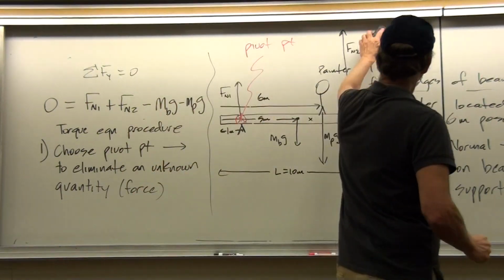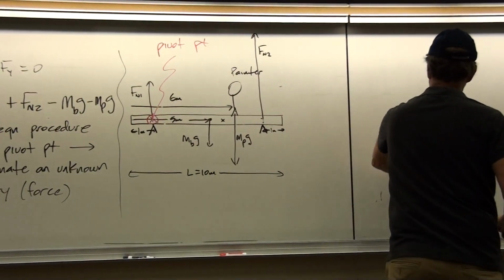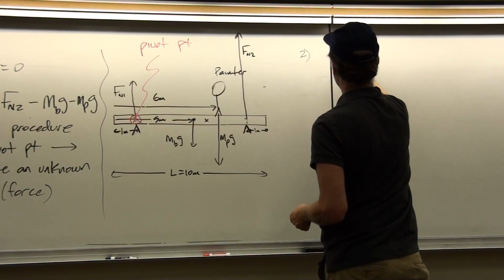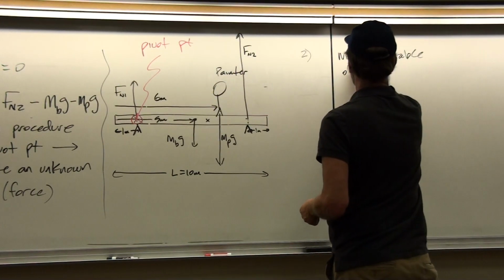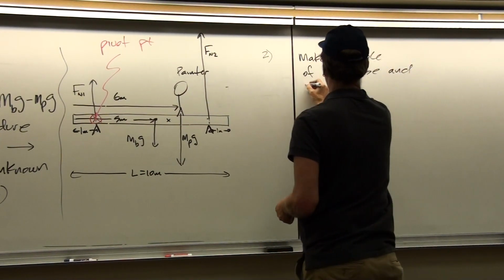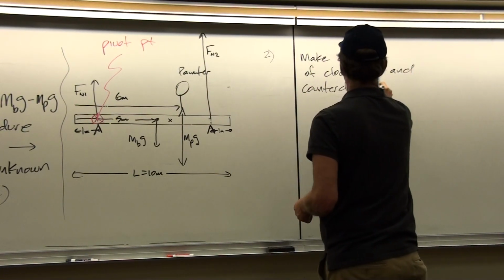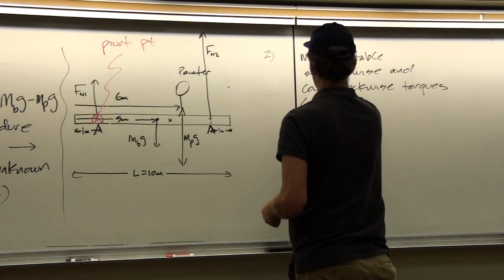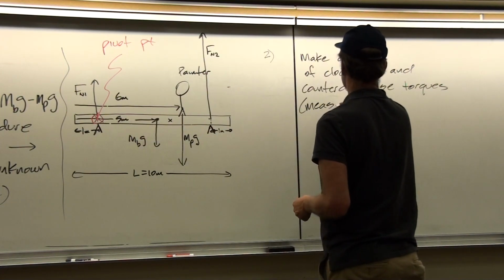Step 2, this is my suggestion for these problems, is to make a table of clockwise and counterclockwise torques, as measured from your pivot point in step 1.